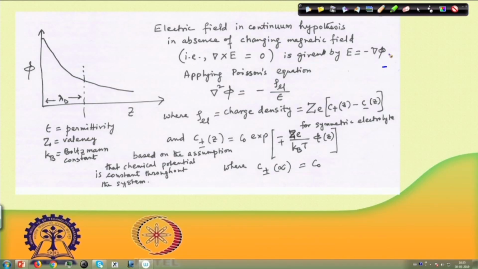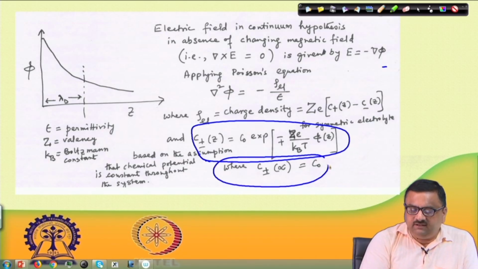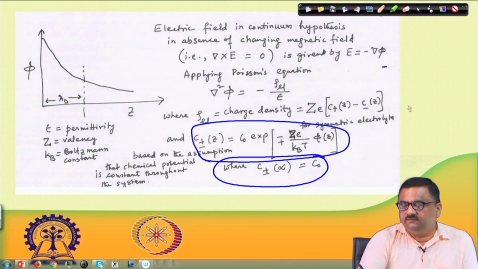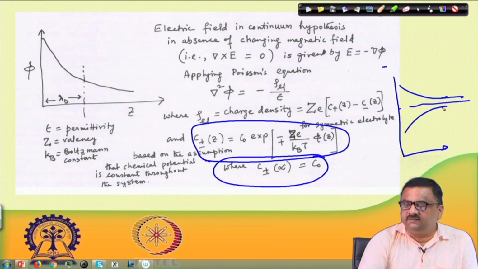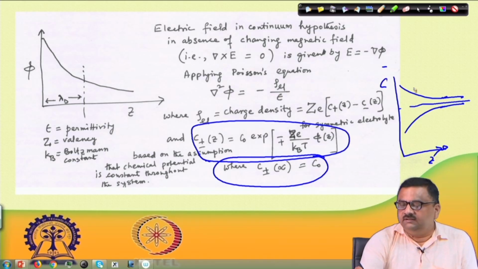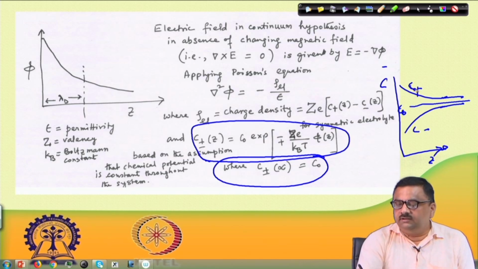So, we discussed this potential as a function of z, and we said that this is the concentration profile one will end up with for positive and negative ions. We said that at infinity the concentrations of plus and minus have to be C0. That means we had drawn this concentration profile as a function of z. This is z, this is C, this is C plus, and this is C minus, and they are converging to the C0 value. This is something which we have already discussed.